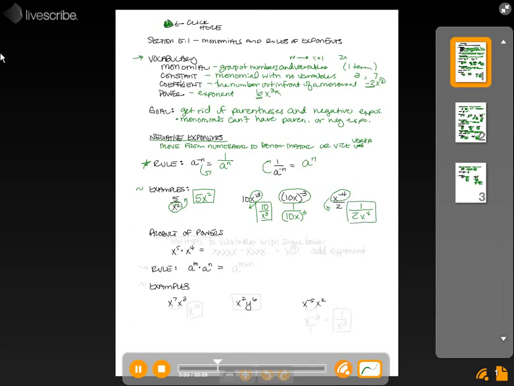Okay, and those are our examples for negative exponents, and that's how we get rid of a negative exponent. If it's a negative on the denominator, you move it to the top of a fraction, or you move it from the top of the fraction to the bottom.